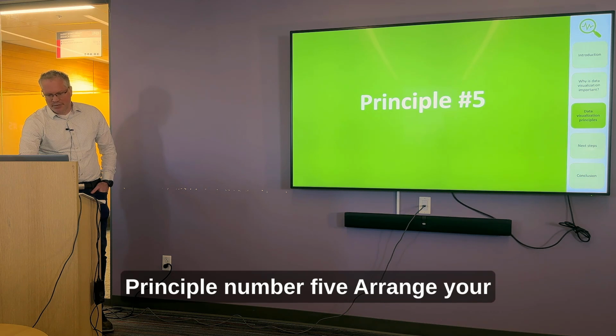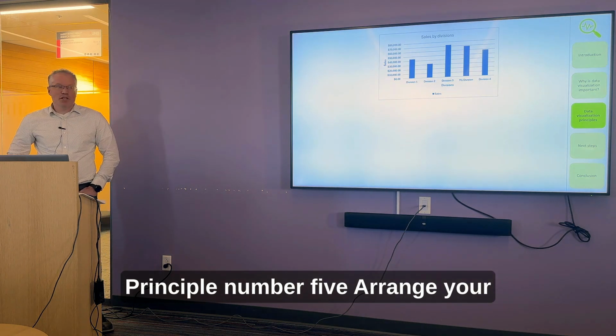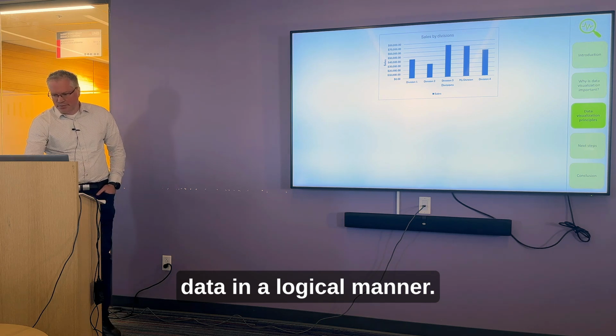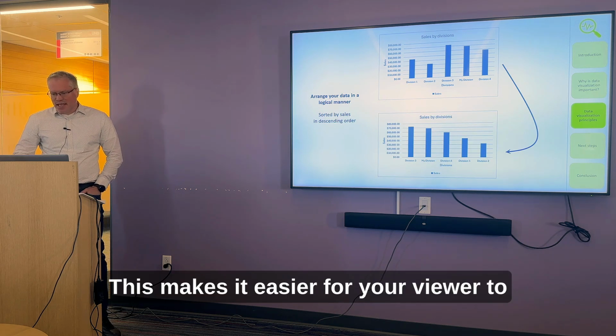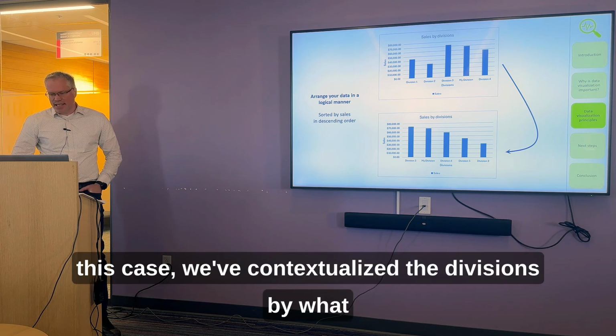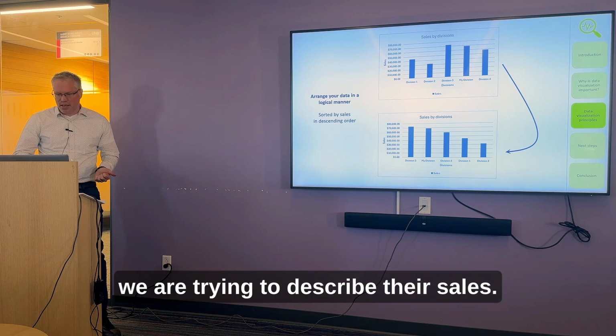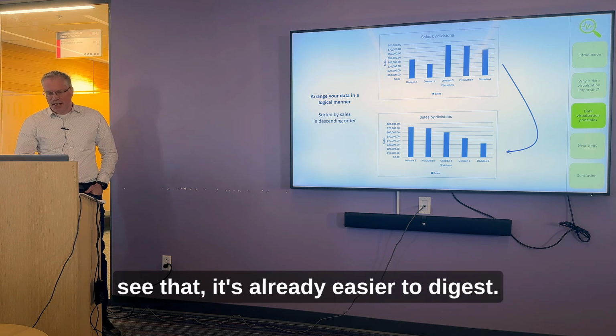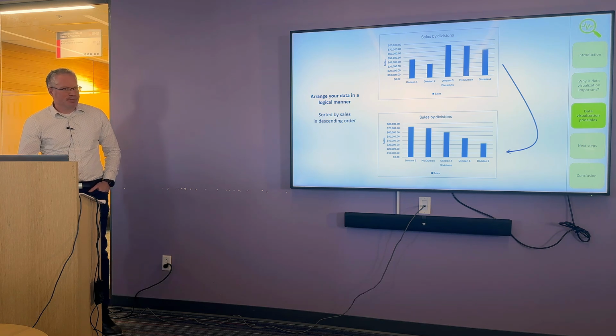Principle number 5. Arrange your data in a logical manner. This makes it easier for your viewer to grasp what the data is trying to say. In this case, we've contextualized the divisions by what we are trying to describe, their sales. And you can see that it's already easier to digest.